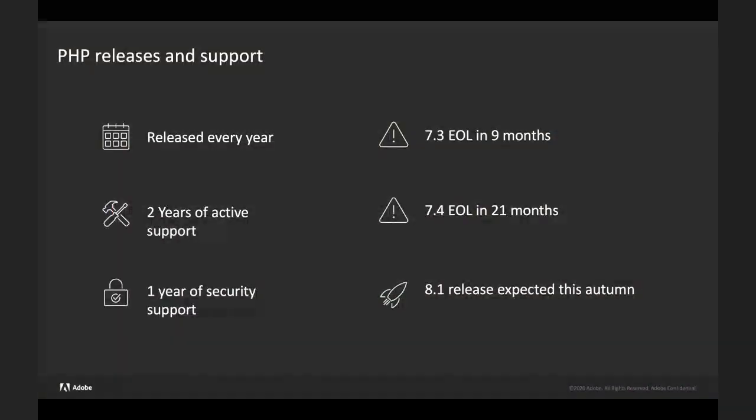But first of all, let's review the PHP releases and support approaches. So basically, PHP is releasing a new version every year. And once it's released, it has 2 years of active support, and on top of that, 1 year of security support. So in general, each PHP release is supported for only 3 years. That means that the 7.3 version is reaching its end of life in just 9 months, and 7.4 is reaching end of active support in 9 months, and then we'll have just 1 year of security support.